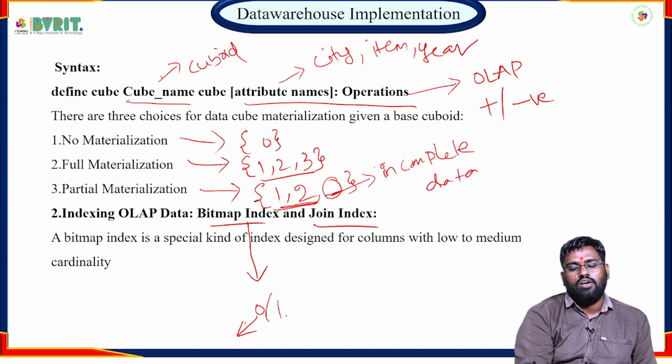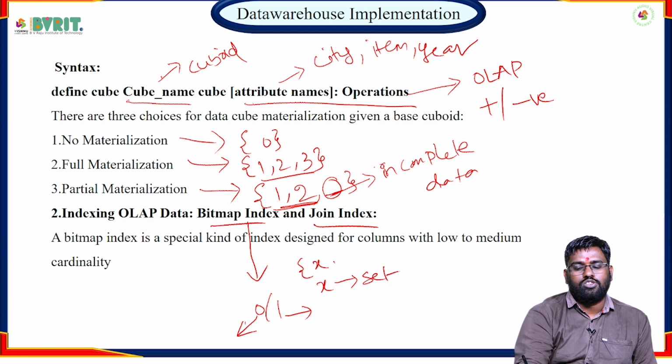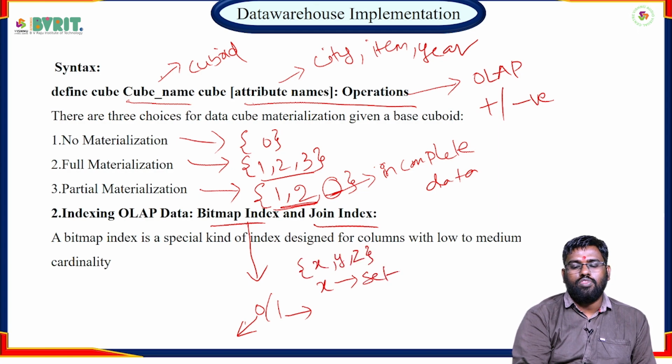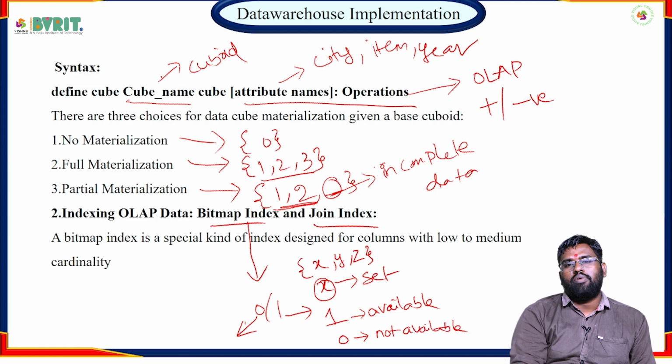For example, I am searching whether X is there in the given set or not. I take the set X, Y, Z. With a bitmap index I want to search whether X is available in the given set or not. If X is available in the set, that value will be 1. If X is not available in the set, that value will be 0. 1 is for available things in the set, 0 means not available. This is the bitmap index.